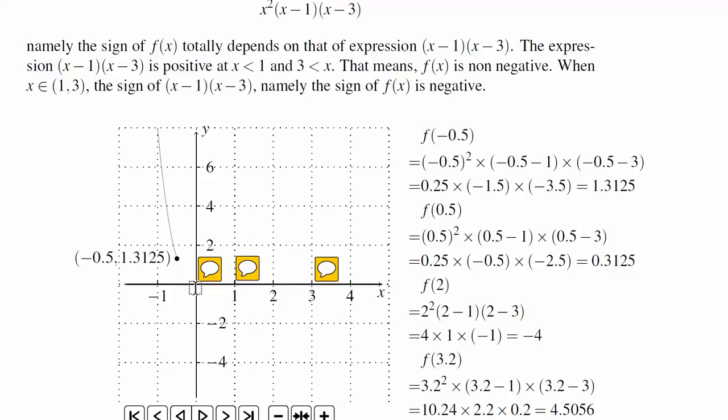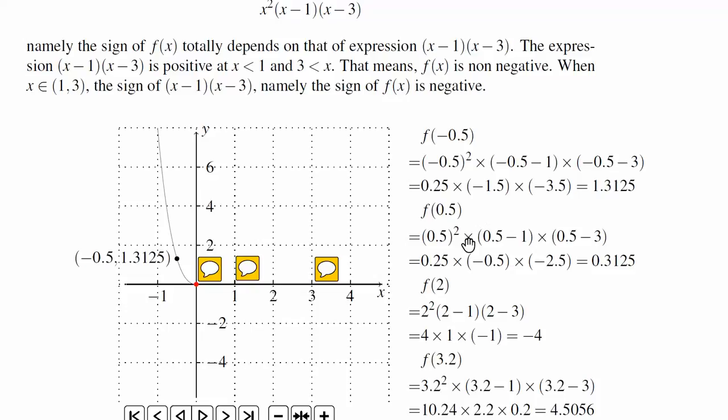Then you know all the points from 0 to the left are positive. Between 0 and 1, you plug in 0.5. Then you get 1.3125. That would be the second point, the one right in the middle here. Of course, you don't need to plug in 0, because 0 is a zero point. You know that's a zero point. So this is the point.